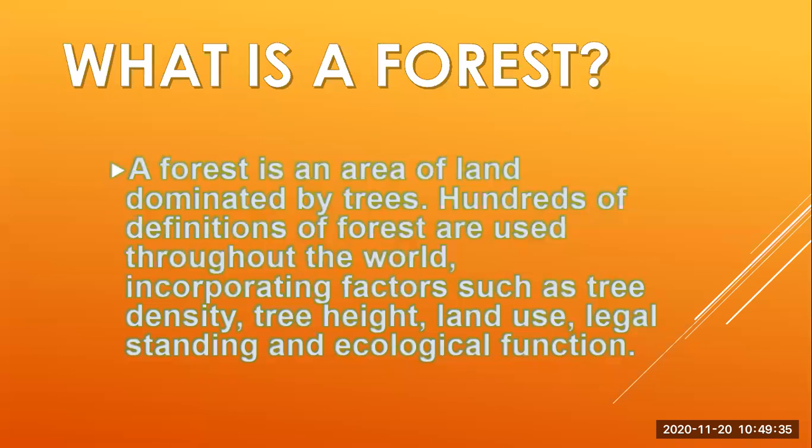What is a forest? A forest is an area of land dominated by trees. Whenever we hear the word forest, something comes to our mind that should usually be trees. It means when we hear the word forest, something appears in our mind that there is greenery. Okay, so it is a land that is dominated by trees. Hundreds of definitions of forest are used throughout the world, incorporating factors such as trees, density, tree height, land use, legal standing, and ecological functions. What we have to remember here is that forests usually mean the land where trees are grown, right?